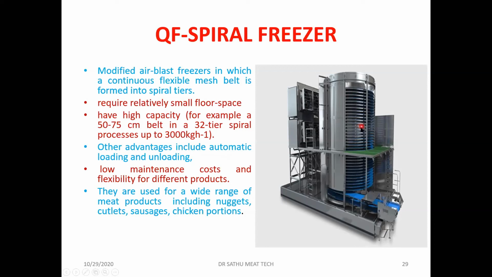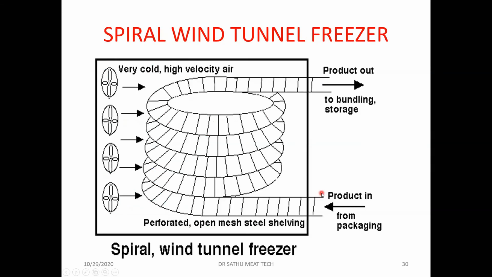They are used for a wide range of products, including nuggets, cutlets, sausages, chicken portions. All these products can be frozen using the spiral freezers. So this is how we can see the products move here. This conveyor belt will be just moving, and when it comes out, it will be frozen, and the product will be coming out. The temperature is maintained around -30 to -45 degrees centigrade. Here you can see the cold air will be blown with a very high speed.